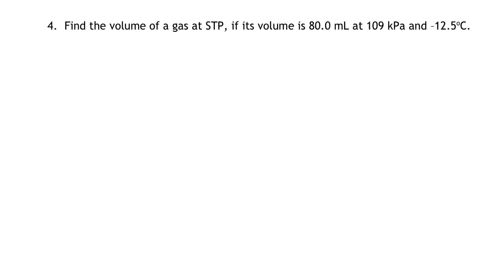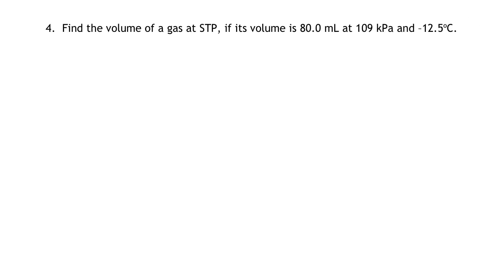And leave the rest of the problems for you. Again, on this sheet, you're going to do all the problems. So this is the last one I'll demonstrate. This one's a little trickier because when we first annotate this problem: find the volume of gas at STP, if its volume is 80 milliliters, 109 kilopascals, and negative 12.5 degrees Celsius.